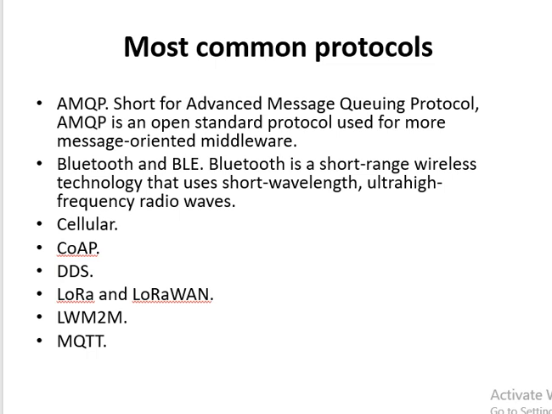So, the most common protocols in IoT are AMQP, short for Advanced Message Queuing Protocol. AMQP is an open standard protocol used for message oriented middleware. Bluetooth and BLE. Bluetooth is a short range wireless technology that uses short wavelength, ultra high frequency radio waves. Then cellular, CoAP, DDS, LoRa and LoRaWAN, LWM2M, MQTT.